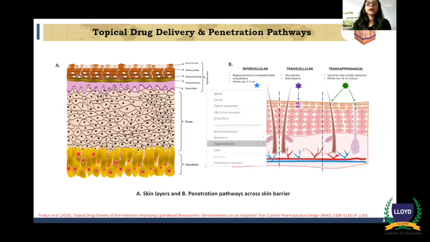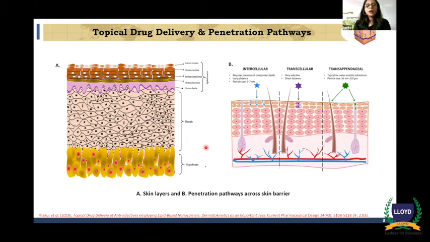In this presentation, I would be specifically talking about the skin administration as a route, mainly focusing on psoriasis, atopic dermatitis, and burn wound infections.